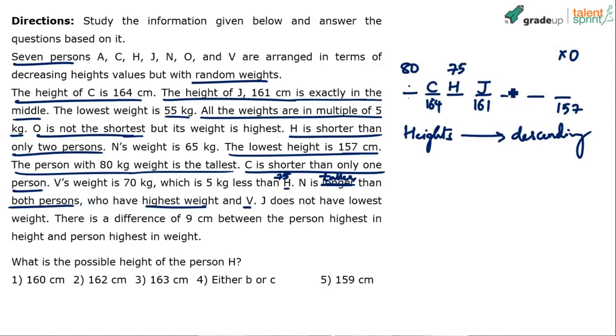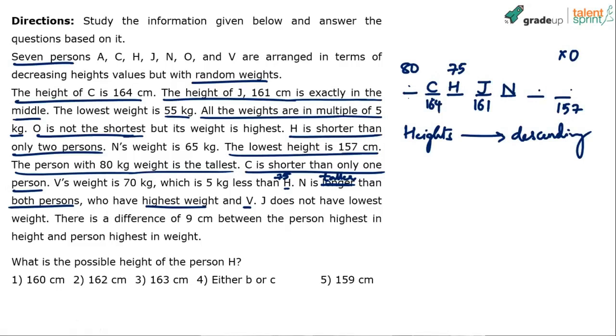So can we say N comes in this position? Because N has to be taller than two persons. See, this is the shortest person, second shortest person. So N has to come here because N is taller than both these persons. Yes or no?